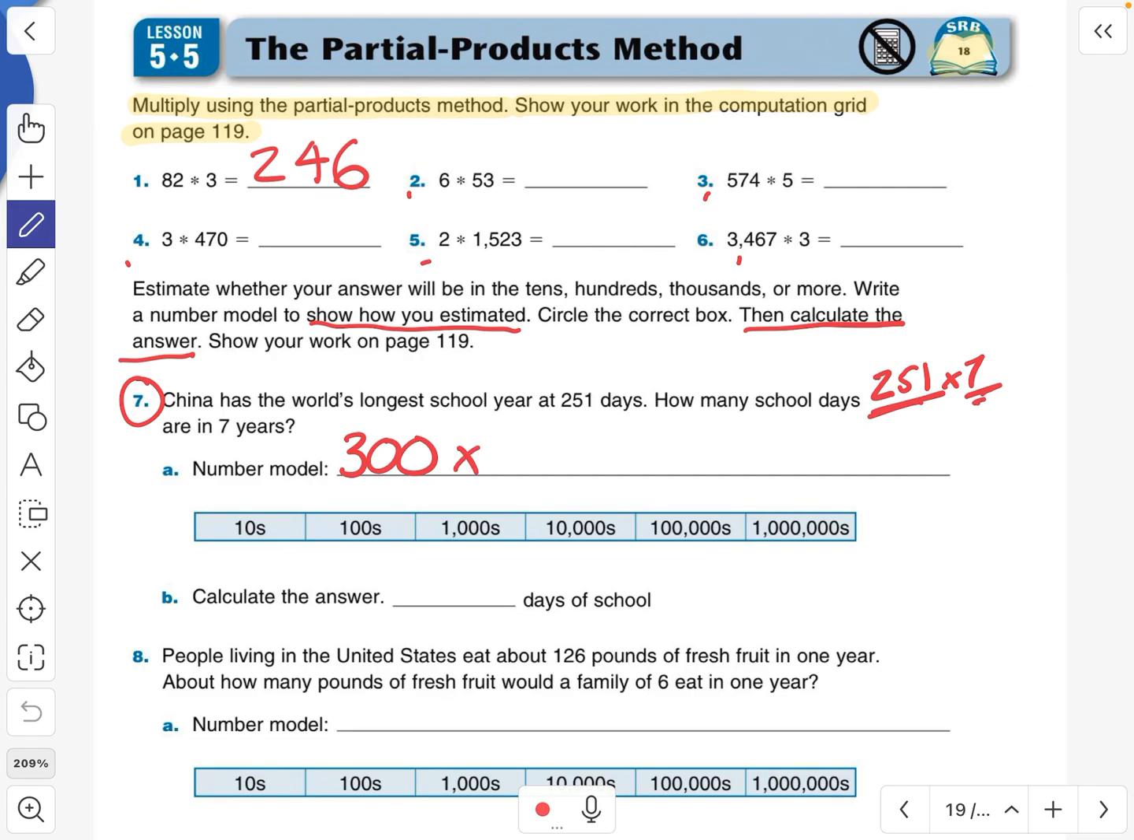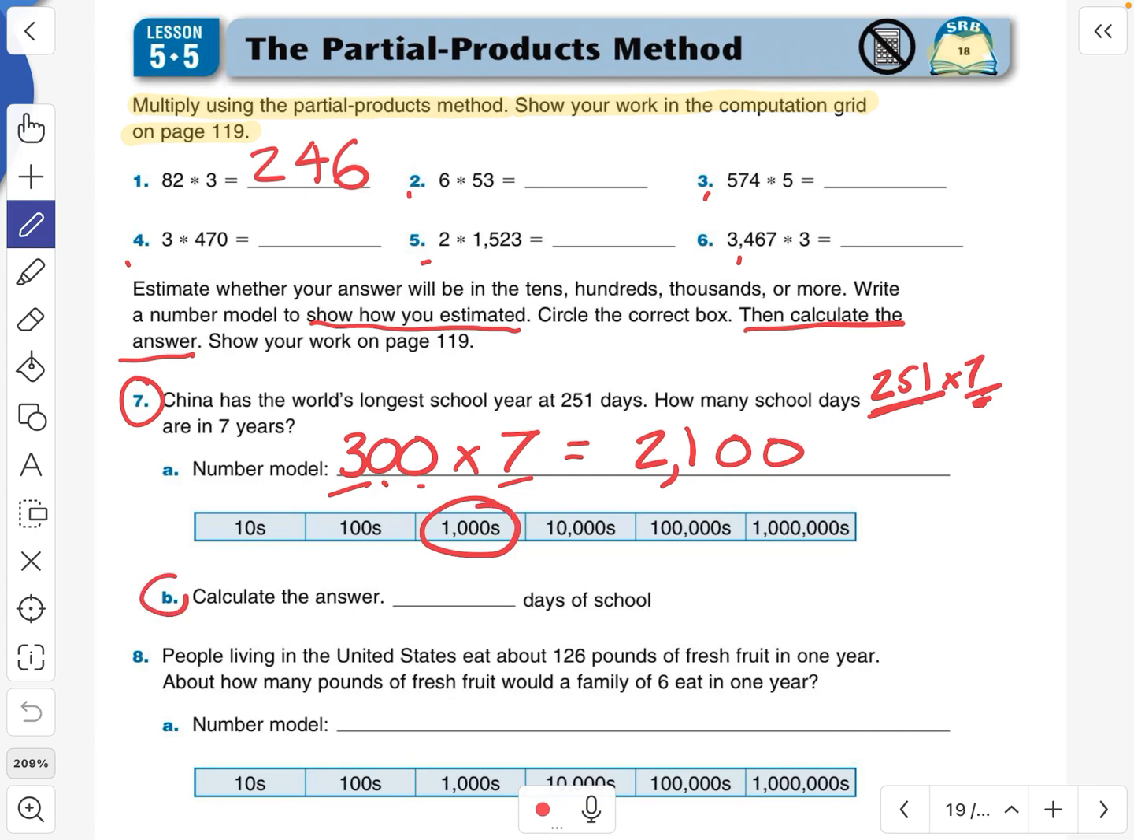And remember, if it's a single digit, you just leave it. So this is our estimate model, or number model. So we have 2 zeros, pop, pop. And then what's 3 times 7? You know your multiplication facts. 21. We put in the comma, 2,100. That's our estimate, which is in the thousands, so we circle this.